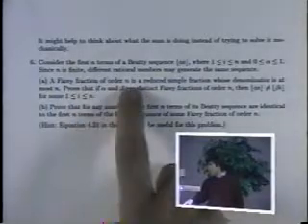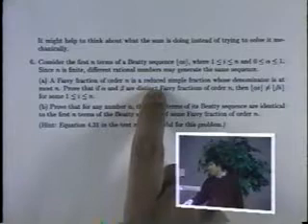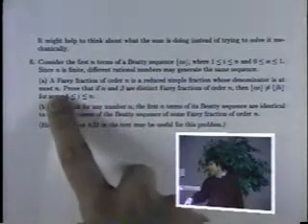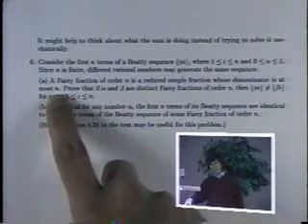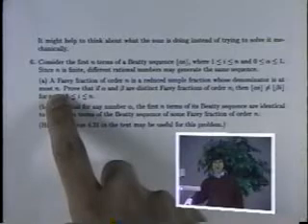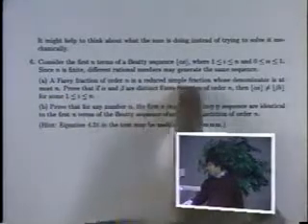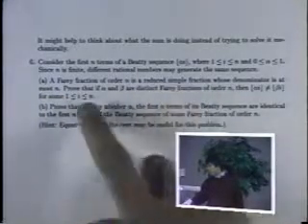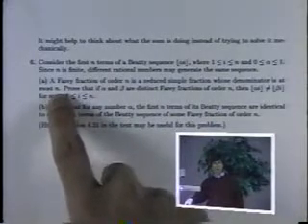When I talk about a Farey fraction, what I mean is a simple reduced fraction whose denominator is at most n. So if n is 5, 3/5 is a Farey fraction. 2/4 is not a Farey fraction because it's not reduced, but 1/2 is. So every simple fraction whose denominator is at most n is what we mean by a Farey fraction.